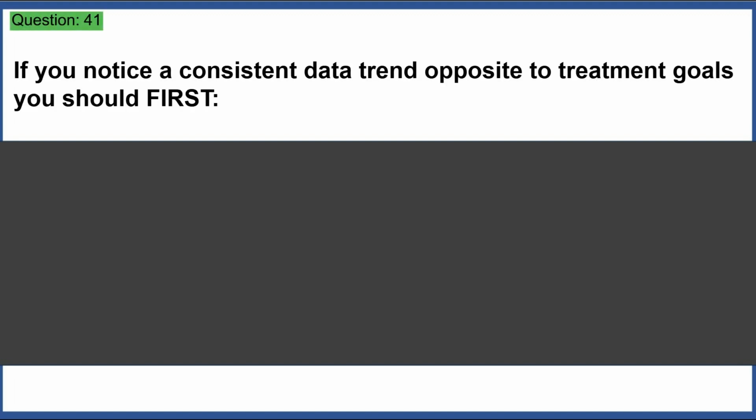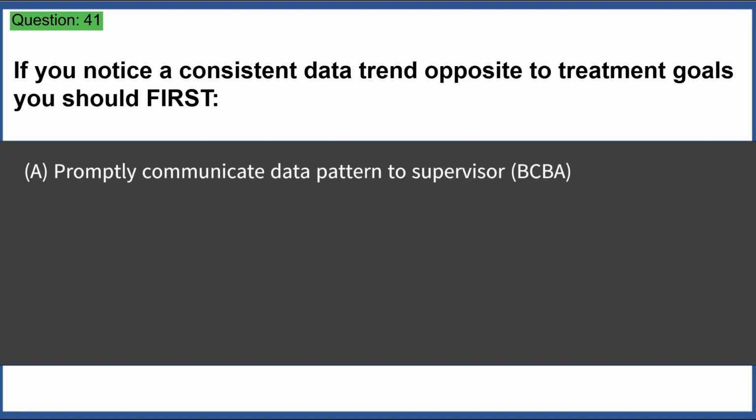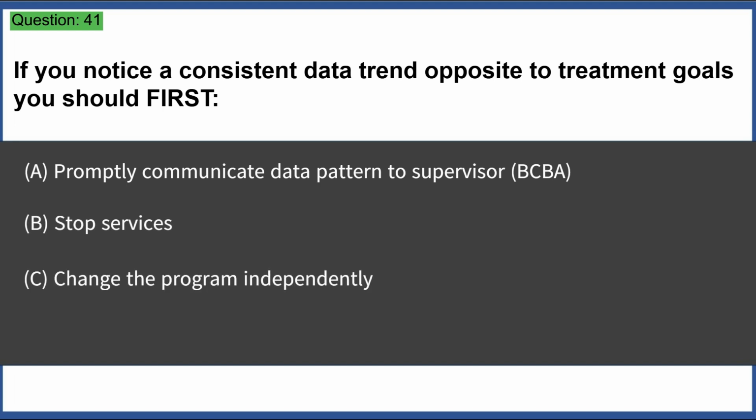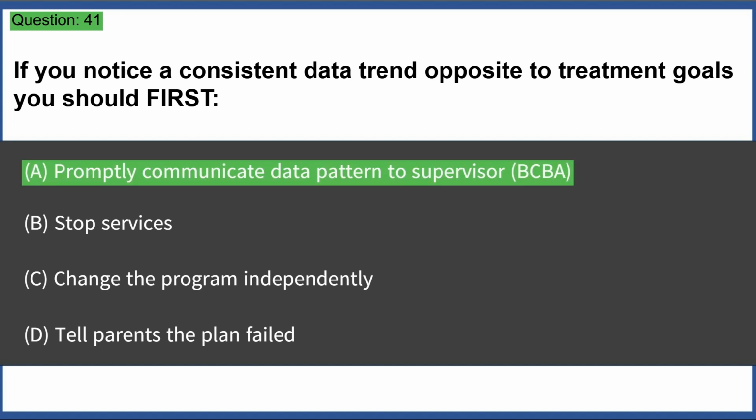If you notice a consistent data trend opposite to treatment goals, you should first A. Promptly communicate data pattern to supervisor, BCBA. B. Stop services. C. Change the program independently. D. Tell parents the plan failed. Answer A. Report, supervisor decides modifications.